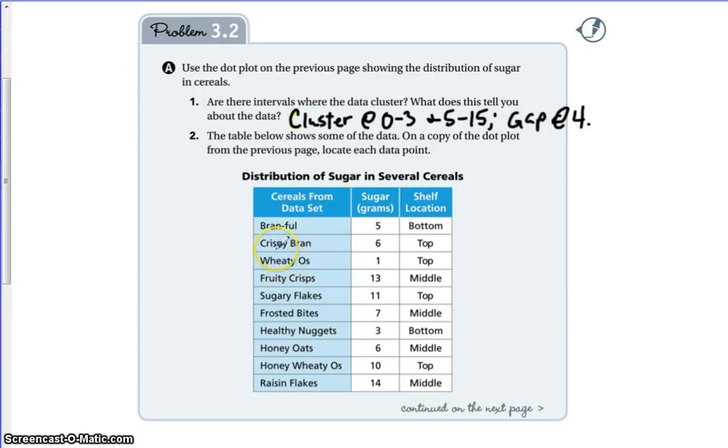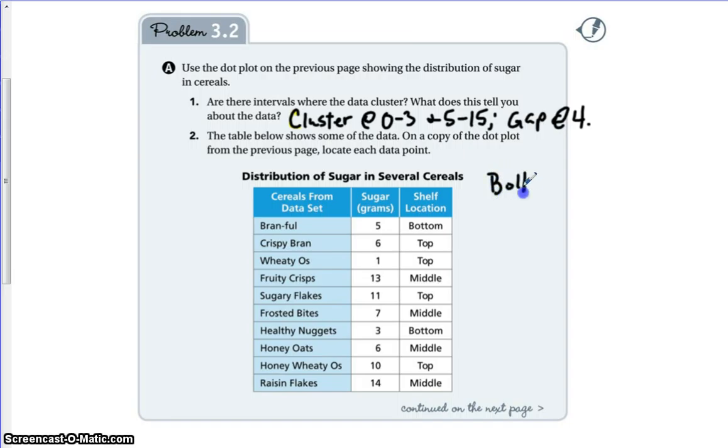A2 says that the table below shows some of the data. On a copy of the dot plot from the previous page, locate each data point. So what we're going to do here is take the sugar and its location. Brandful has 5 grams of sugar. It's on the bottom shelf. We notice that the bottom also has a 3. And then these top cereals, you've got a 6 and a 1, an 11, and a 10. So let's real quick sort these out.